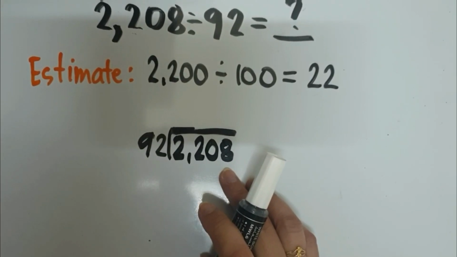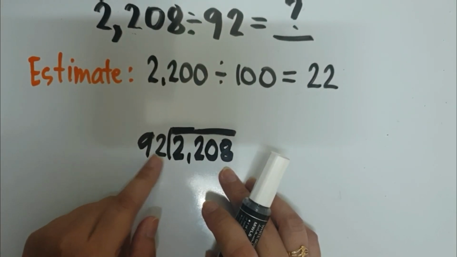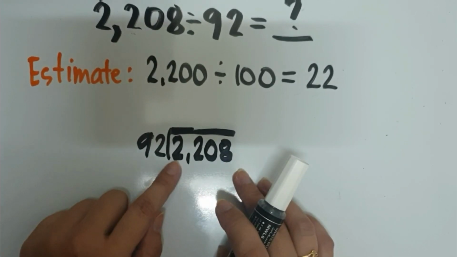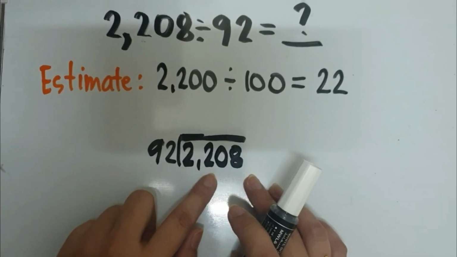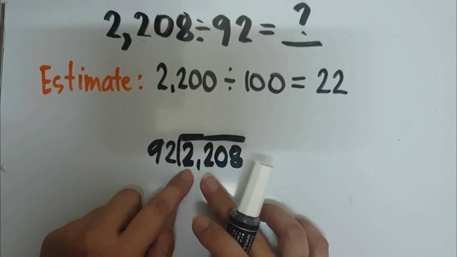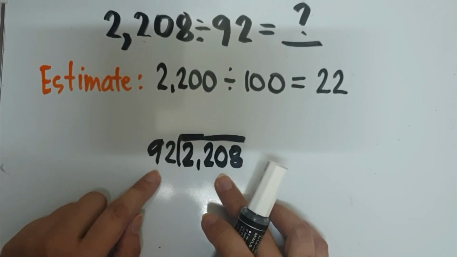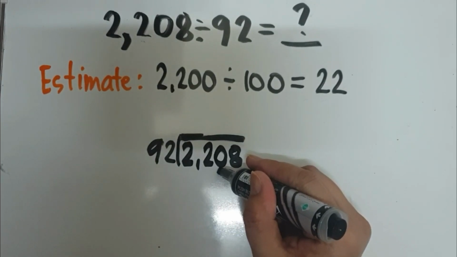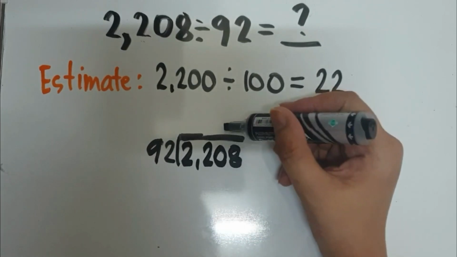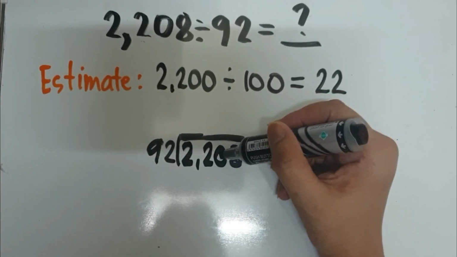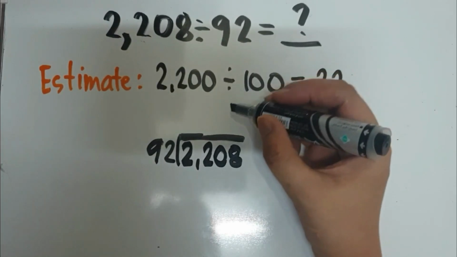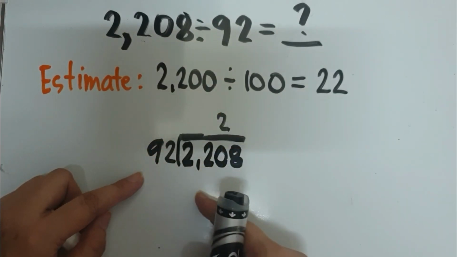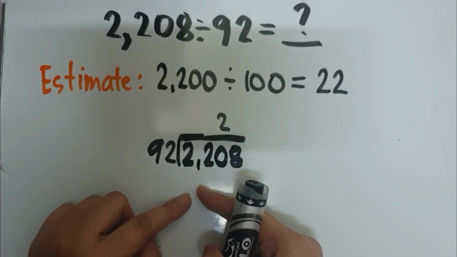2,208, which is the dividend, is inside the division symbol, and 92, which is the divisor, is outside the division symbol. We cannot divide 2 by 92. We cannot divide 22 by 92. So we will be using 220 divided by 92. Since we are using 220, the last digit is 0. Then the quotient, or the answer, must be written above 0. And 220 divided by 92 is 2. We will divide going up, and then we will multiply going down, and then write the answer below 220.